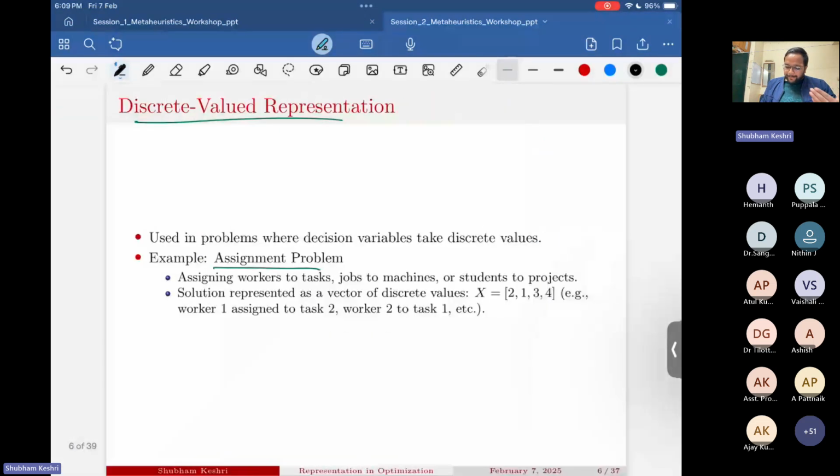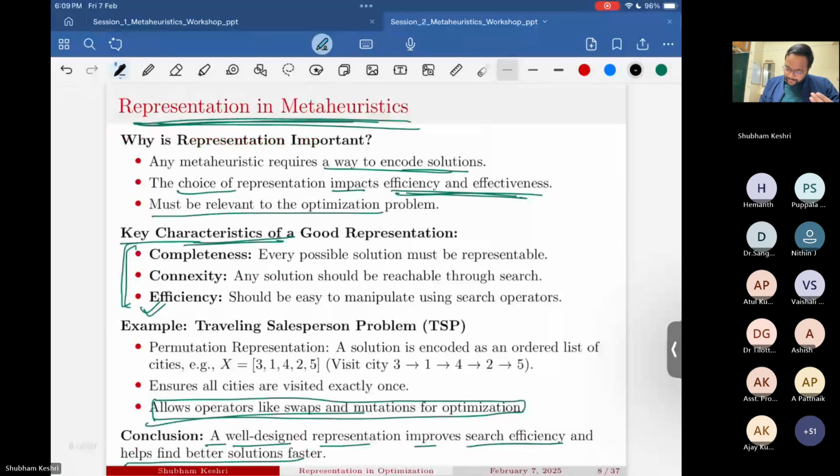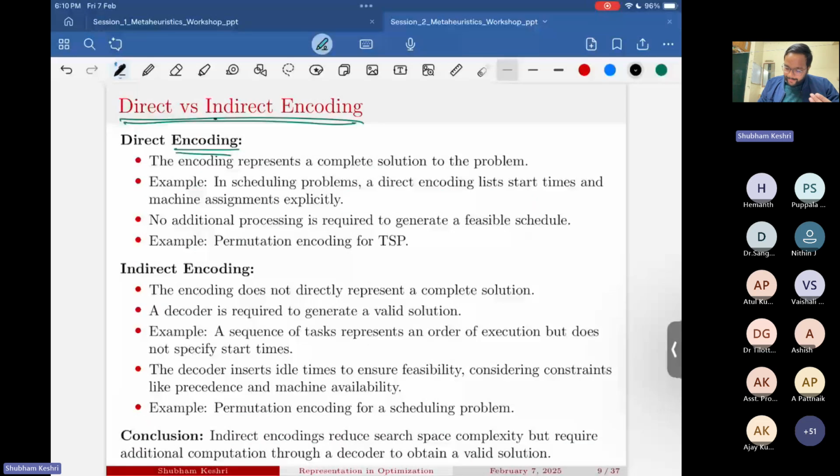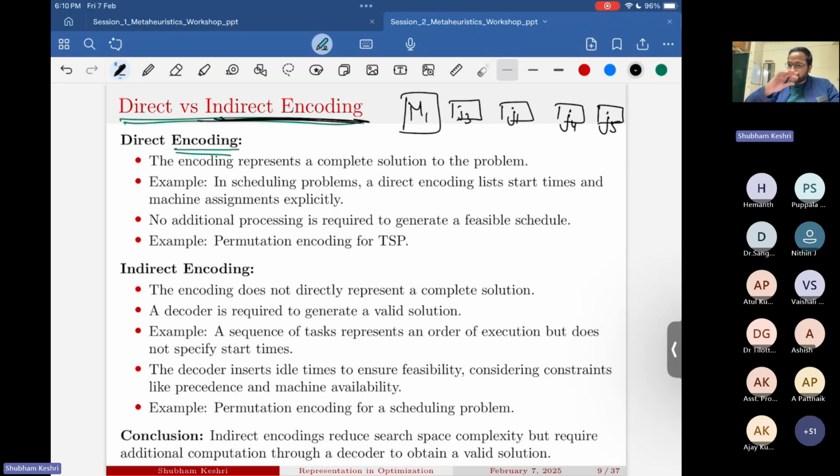What is an example of indirect encoding? For example, scheduling of tasks on a machine. Suppose there is machine 1, and that machine has to do some tasks. Suppose job 3, then it has to do job 1, then job 4, and then job 2. So these 4 jobs this machine has to do in this order.